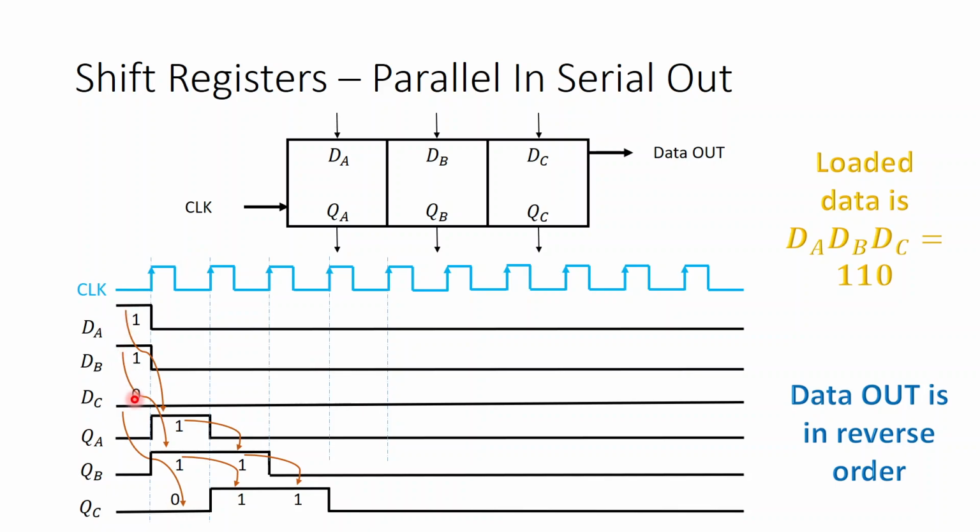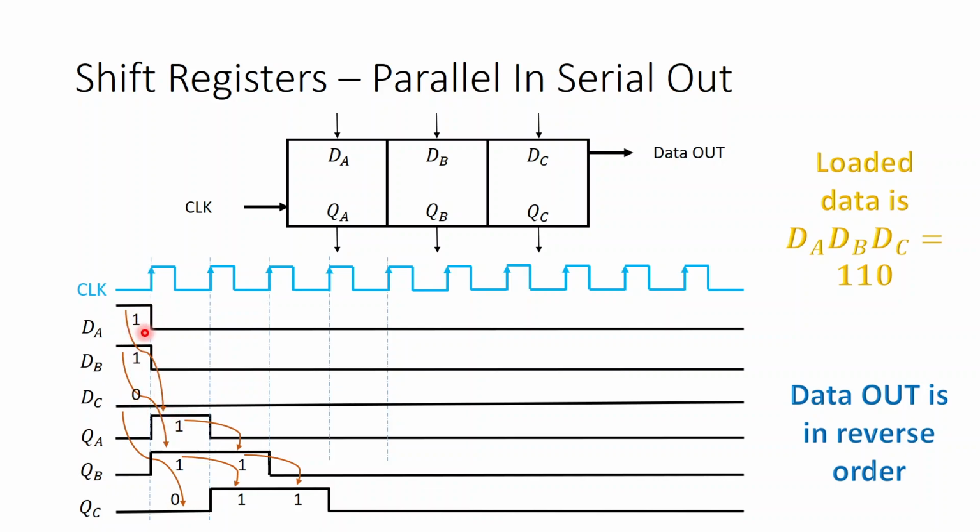So DA, DB, DC before the first clock cycle itself is 110. It is set like that. DA is 1, DB is 1, DC is 0. Now what happens at the first clock cycle? And this data is removed after the first clock cycle. But this clock cycle will now transmit this data throughout the shift register, and it will come out with the data out from the data out position. The data out position is basically nothing but QC. Please understand this.